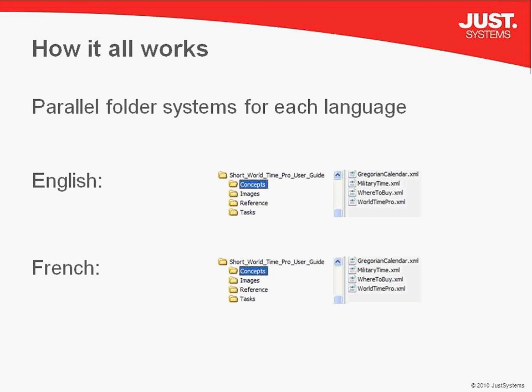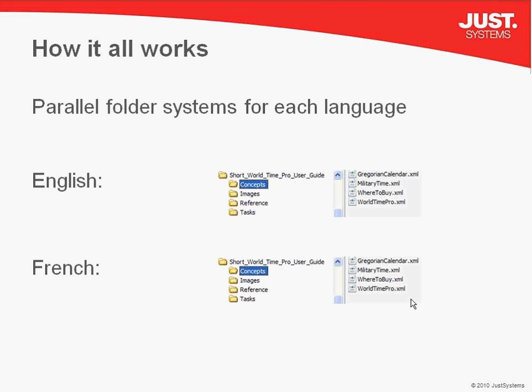So in the simple case of every deliverable being in a single language, what you would do is create parallel folder systems. In English, your folders might look like this, and in French you would have a copy of the same folder structure, and it would look exactly the same. Maybe your absolute top level folder will be named differently, but within your folders, all of your folder structures are going to be the same, and all of your file names are going to be the same.